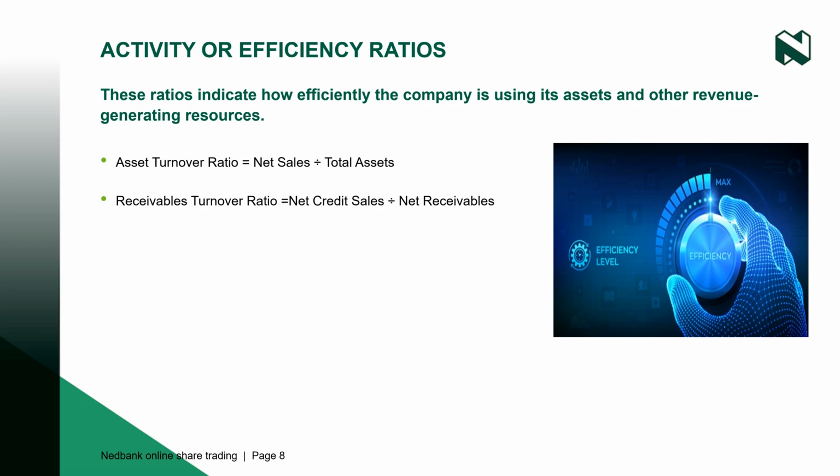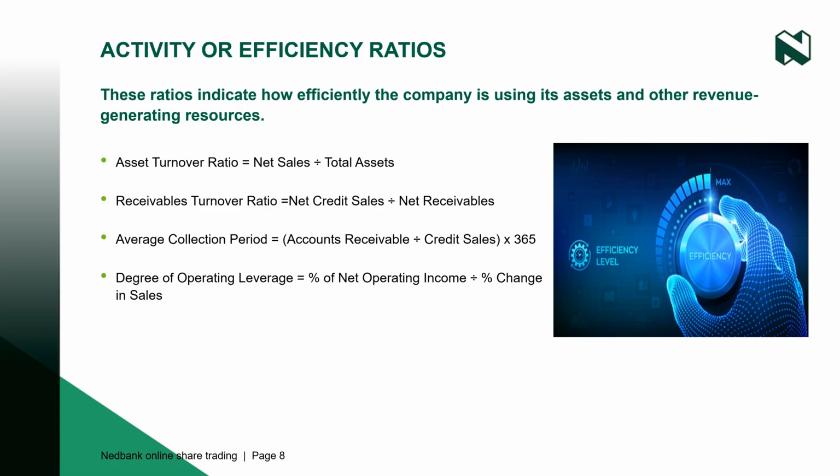Here, the denominator can be an end-of-year figure or an average figure, depending on the need of the analysis. Average collection period, which is accounts receivable divided by credit sales times 365. 365 days can be adjusted to 360 or any other number as per requirement and convention. Degree of operating leverage, which is the percentage change in net operating income divided by the percentage change in sales.